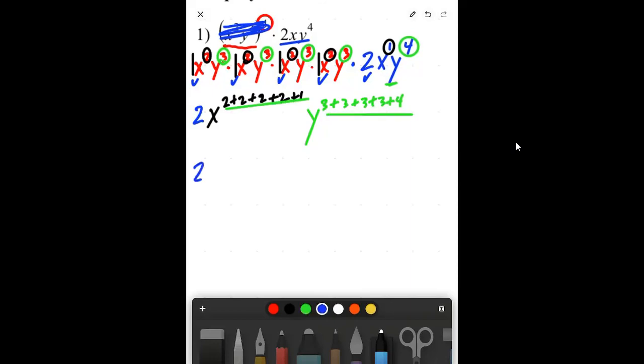So it's going to be 2, and then let's add this. 2 plus 2 is 4, 4 plus 2 is 6, 6 plus 2 is 8, 8 plus 1 is 9. So our final total exponent is going to be 9. And then let's do the y. It's going to be y, and then 3 plus 3 is 6, 6 plus 3 is 9, 9 plus 3 is 12, 12 plus 4 is 16. There we have it. That is our simplified answer. We can't do anything other than that. And that's it. All right.